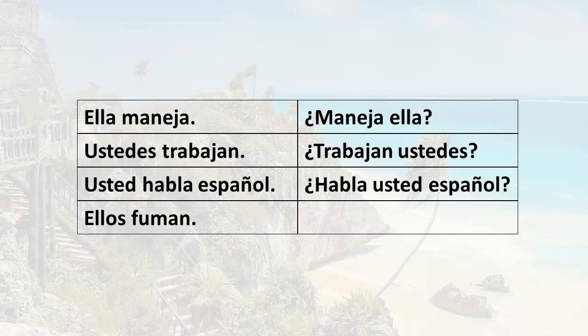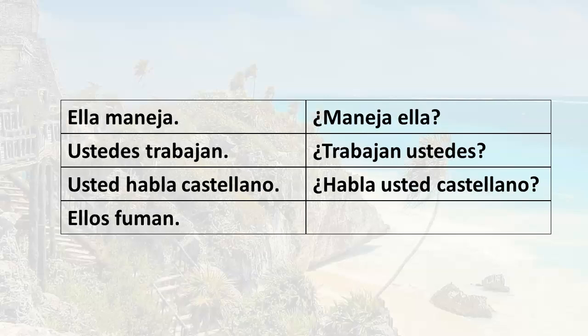Remember that if you are in Spain, speakers of Spanish in Spain do not refer to their language as español. They refer to the language as castellano. So if you want to ask someone in Spain, do you speak Spanish? Well, use castellano instead of español. So the statement would be, usted habla castellano, which means you speak Spanish. The question would be, ¿habla usted castellano?